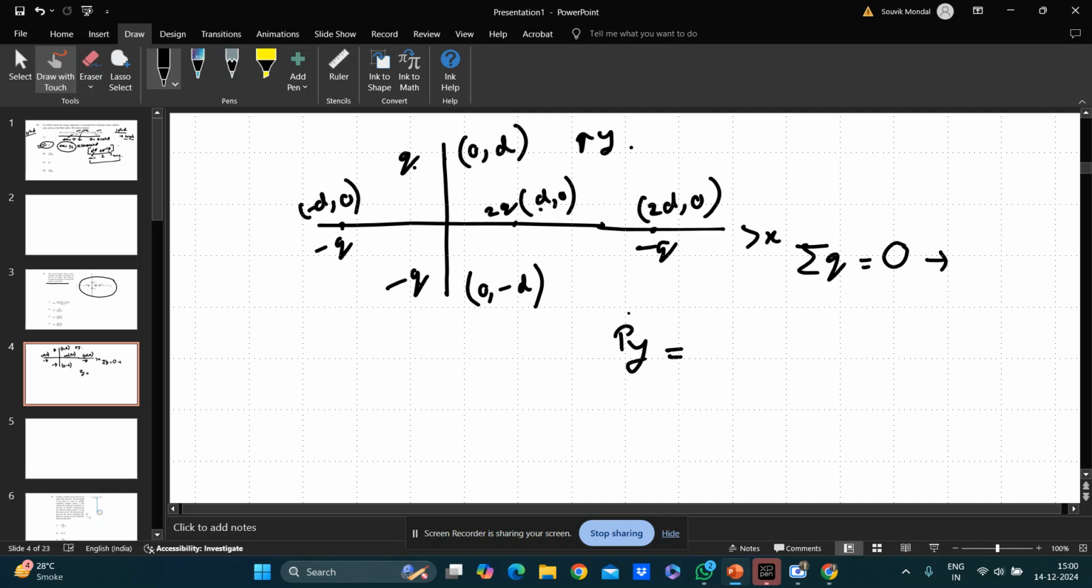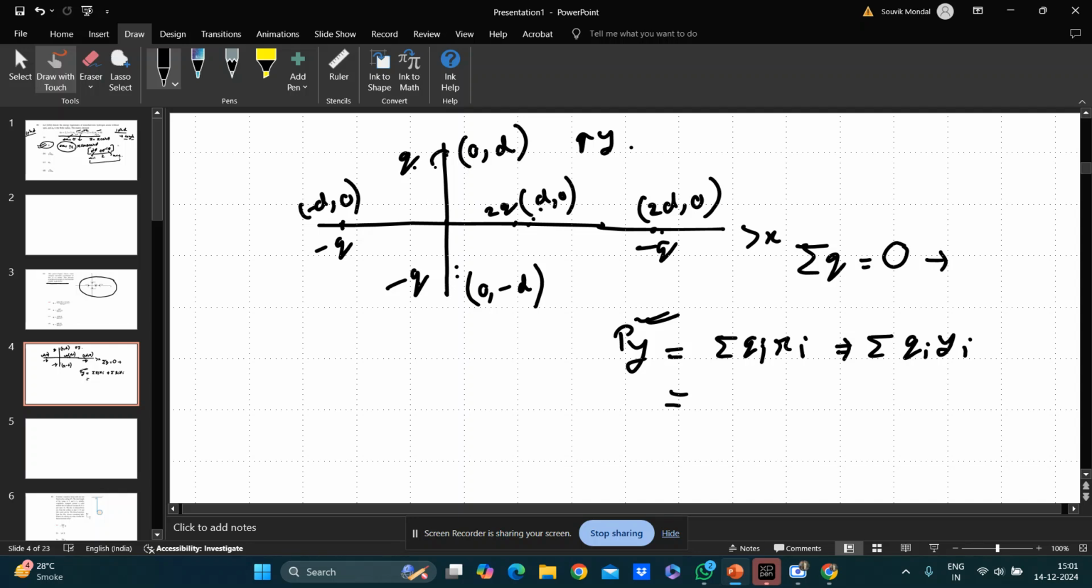Okay, so what is p? p is equal to the sum over qi ri. This is the definition of the dipole moment, with respect to the origin. So here all three of these charges are on the x axis, so these charges have coordinate y equal to 0. So py is the sum of qi yi, because we are looking at the y component of the dipole moment. So these three charges have no contribution to the y component. These two charges have some finite y coordinate value.